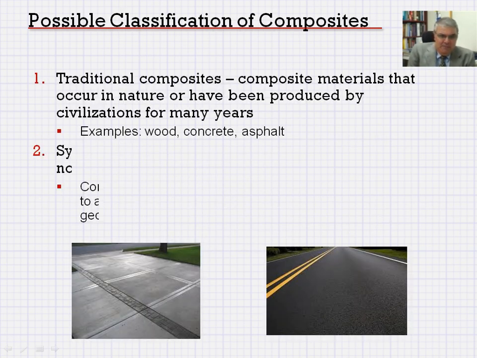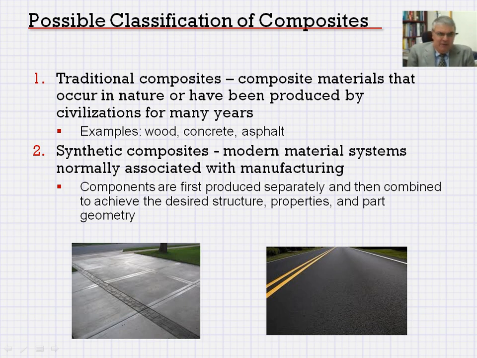So let's take a look at one classification of composite materials. There are so many classifications out there. One is traditional composites, or natural composites, and the other is synthetic composites. Traditional composites are nature-made. They've been used by civilization for many years. An example is wood. We have different types of concrete and different types of natural asphalt, not the synthetic one.